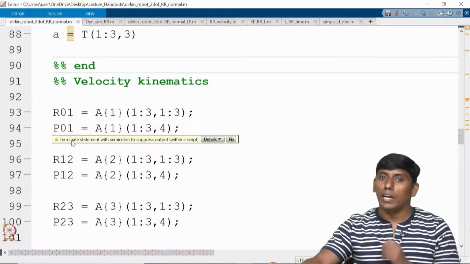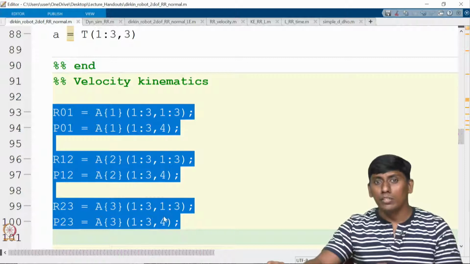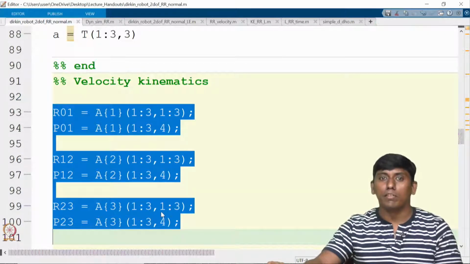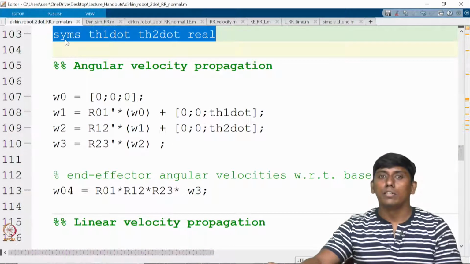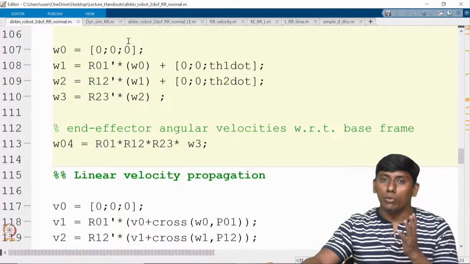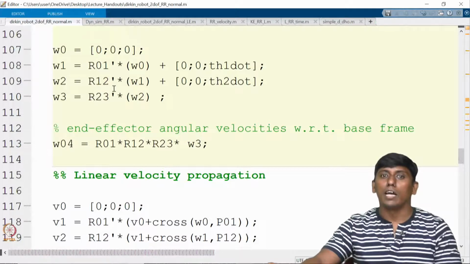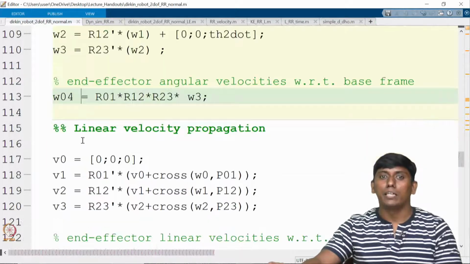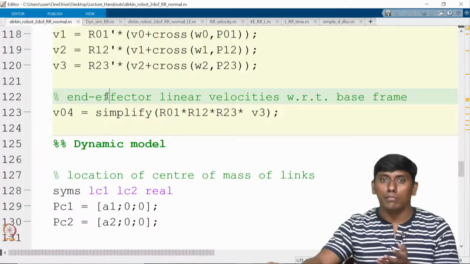After that we did the velocity kinematics. For that we need the rotational matrices as well as position vectors, and we started understanding that for propagation you need the velocity information. Here there are two variables, theta 1 dot and theta 2 dot, which we derived. Then we propagated based on the velocity propagation model. Initially we did the angular velocity, then the end effector velocity, then the linear velocity propagation, and we derived the linear velocity of the end effector.